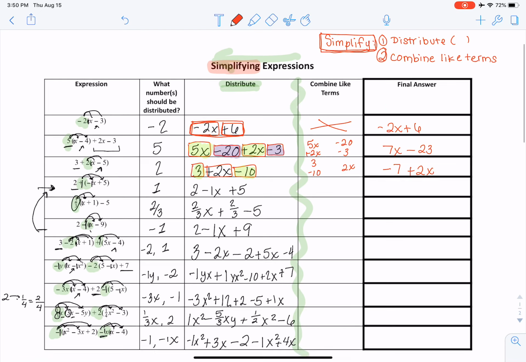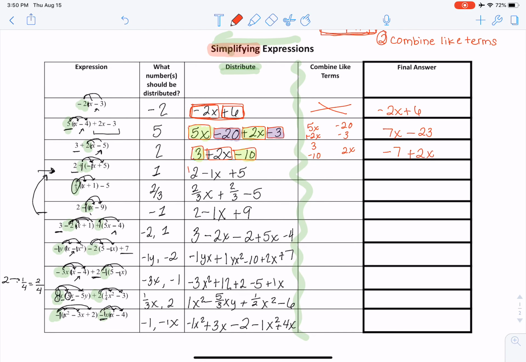All right? The next one also has 3 terms, a 2, a minus 1x, and a plus 5. The only 2 there that I can put together are the 2 and the 5. So when I group them, I have a 2 and a positive 5 and a negative 1x on its own. 2 plus 5 is 7, minus 1x stays.